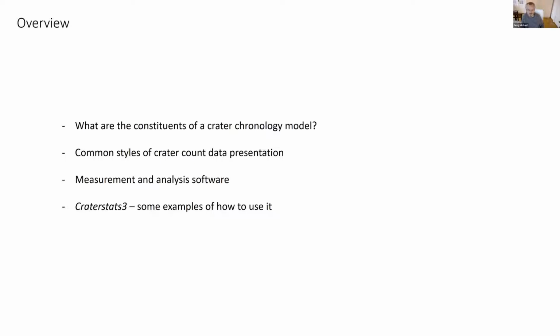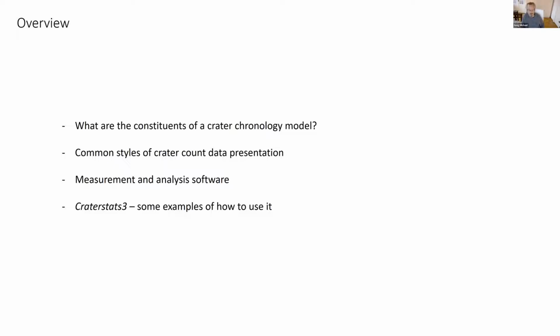So there are several different styles which in previous decades led to some difficulties in comparison of results from different researchers. But today with newer software tools, we can compare these styles much more easily. Then I'll go a bit into the different kinds of software that are being used for crater count measurements and analysis.